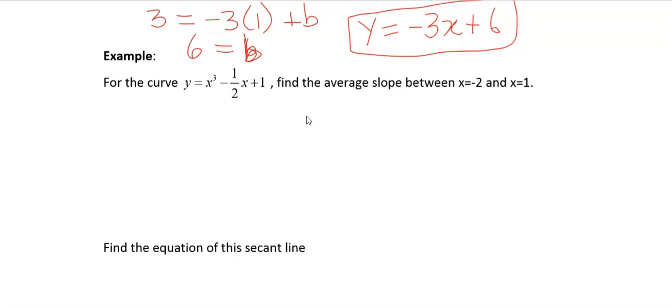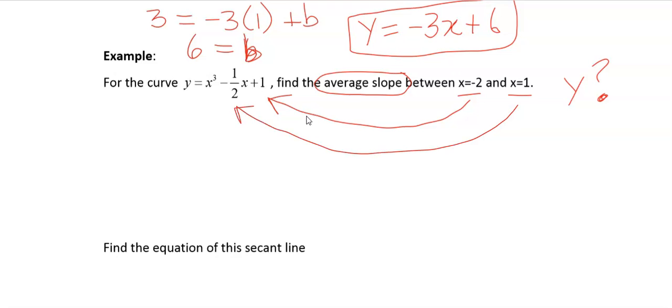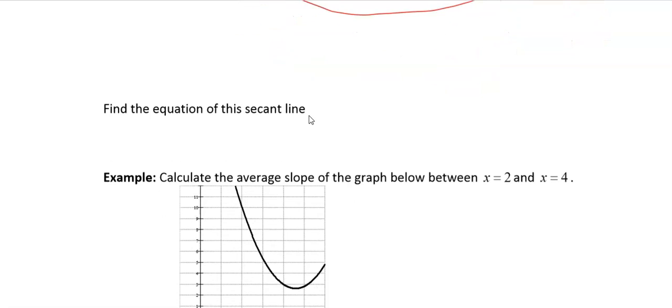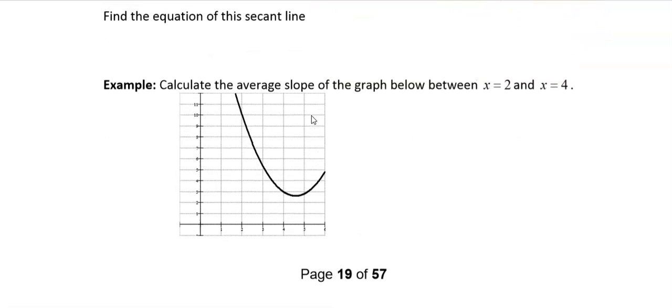Now, one thing you need to notice, you're given the two x values that they want to get the average slope. Look at that. That's your secant line. But do you notice that they don't tell you what the y values are? So if you want to use your slope formula to get your slope, you need to get your y values. The way you get your y values is easy enough. First of all, plug x equals negative 2 into your equation, and you will get the y value corresponding to that x value. And secondly, you plug x equals 1 into that original equation, and you'll get the y value corresponding to x equals 1. And once you have your x's and your y's, getting the slope is easy, and finding the equation is also easy. And I'll also leave this example on the bottom of page 19 for you to try.